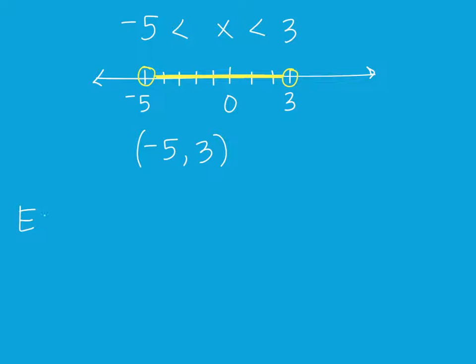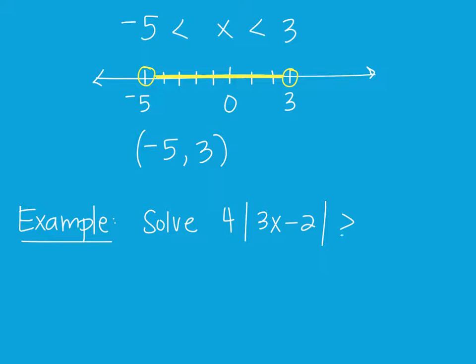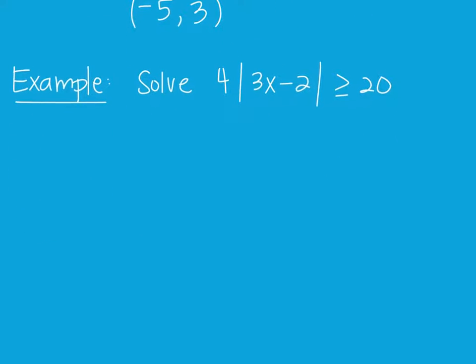All right, so each time I'm going to show you a new example that has a little twist. So first we started with the square root that had the plus minus. Then we started with the absolute value that had the plus minus. Then we did an absolute value that has a plus minus plus an inequality. So now I'm just going to add something else to it. 4, absolute value, 3x minus 2, absolute value, greater than or equal to 20. All right, let's see what we can do with that.